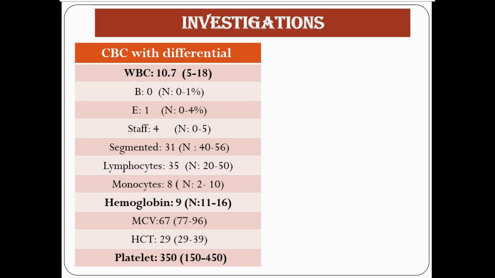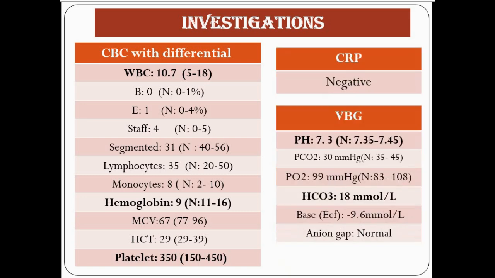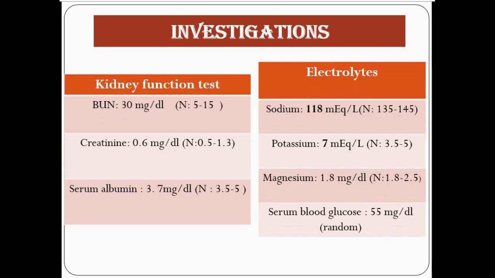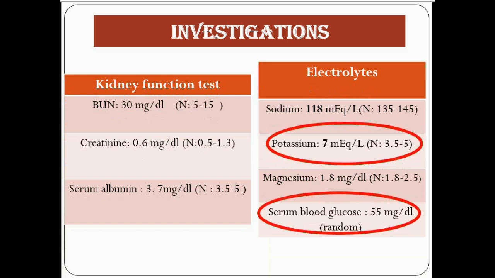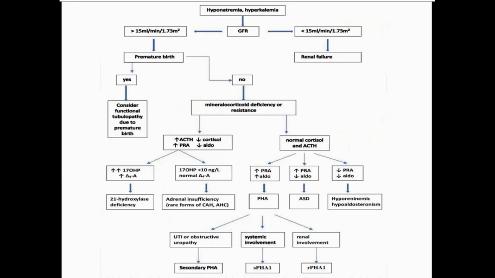And we started the initial investigation. The CBC with differential was negative, CRP was negative, and venous blood gases revealed normal anion gap metabolic acidosis. Kidney function was normal, and the electrolytes revealed severe hyponatremia, hyperkalemia, and we have hypoglycemia. And so we have an infant with severe hyperkalemia and hyponatremia.